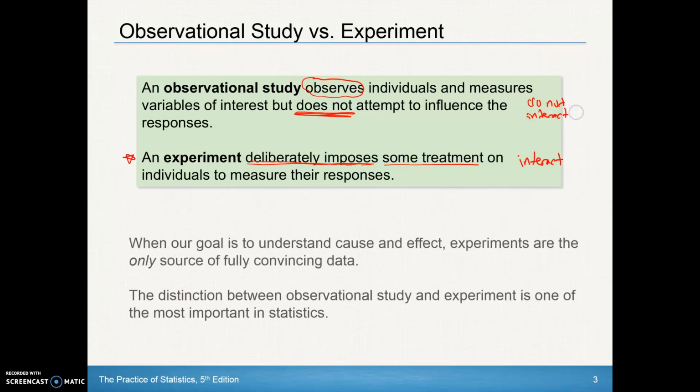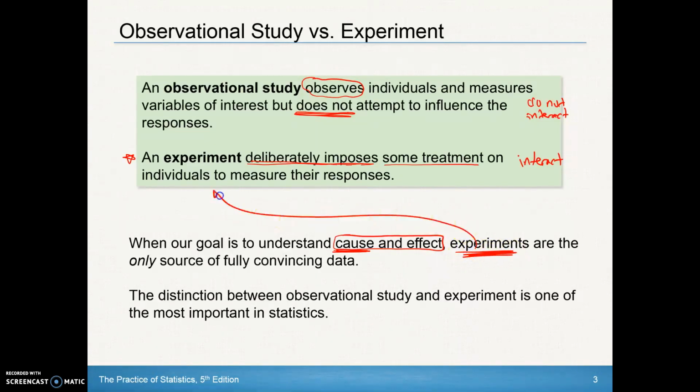Alright? So when our goal is to understand cause and effect, and this is where we're going to start talking about how we can get to that point of saying there's some cause, experiments are the only source of fully convincing data. So we can't just do an observational study and then establish cause and effect. It has to be an experiment. And the big distinction between observational study and experiment is one of the most important in statistics. Being able to know the difference between those two is huge.